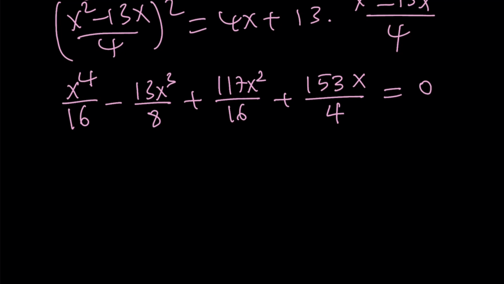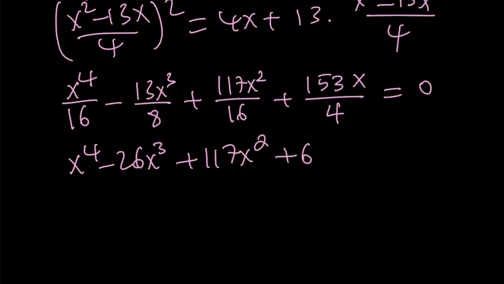First of all, I want you to notice a couple things. Making a common denominator shouldn't be too hard. Second, x can be factored out, which means x equals 0 is a solution. Nice. Let's go and multiply both sides by 16. Hocus pocus, abracadabra. We get x to the 4th minus 26x cubed plus 117x squared plus 612x equals 0.